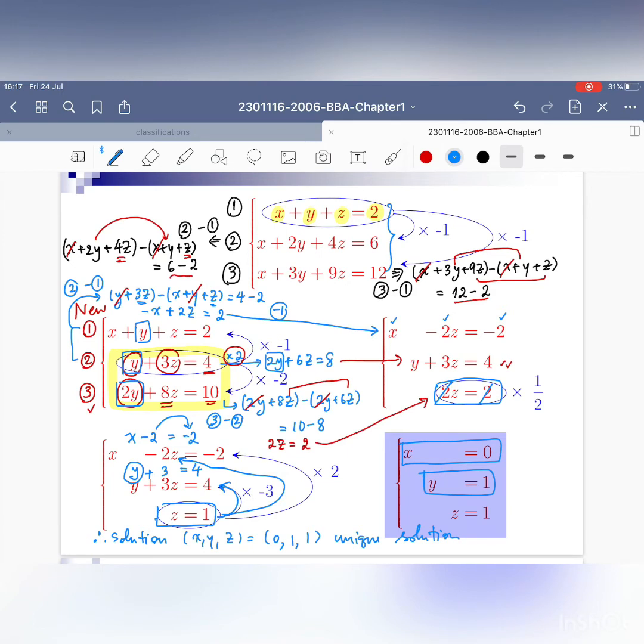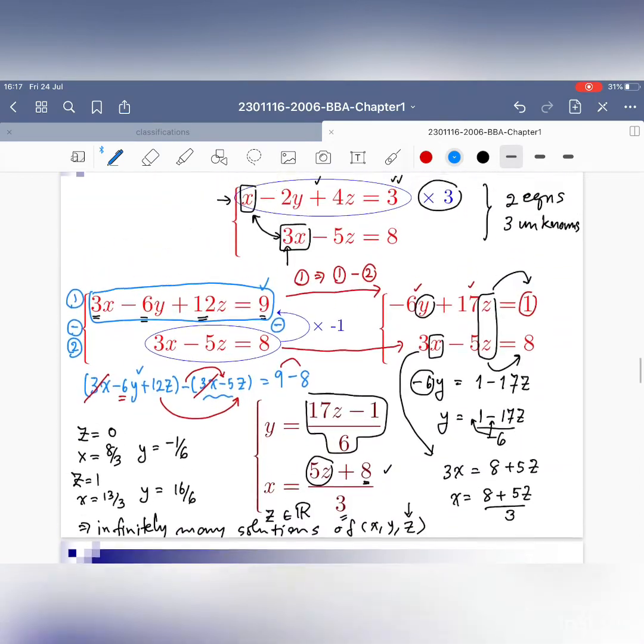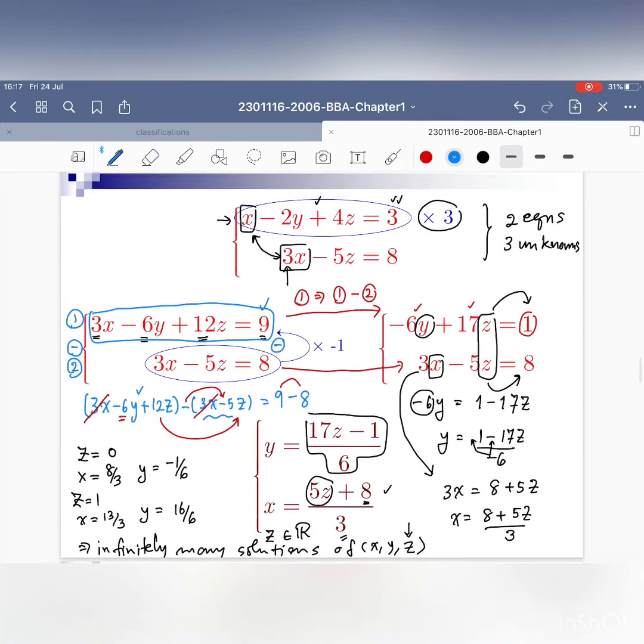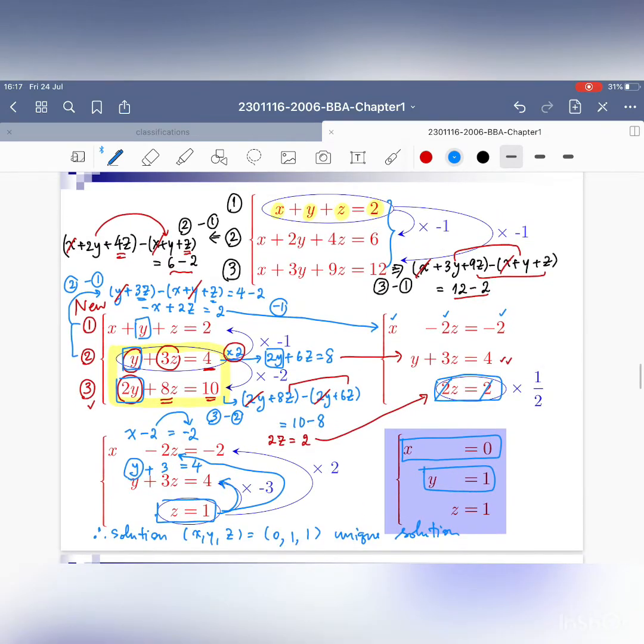So it's not the same as what we had in the previous example. In the previous one, you got infinitely many solutions, depending on the value of z, but this one has only a single or unique solution. x, y, z equals 0, 1, 1. And this one has 3 variables, which is the same as the number of equations that you have, also 3 equations.